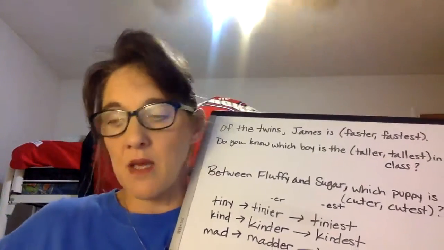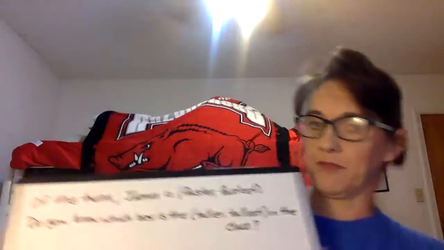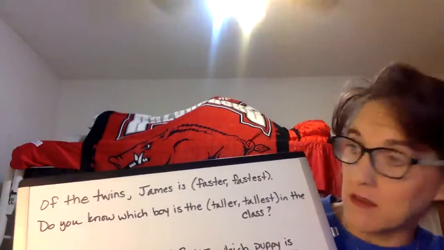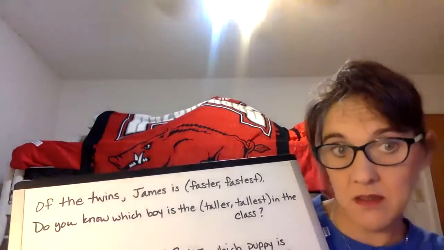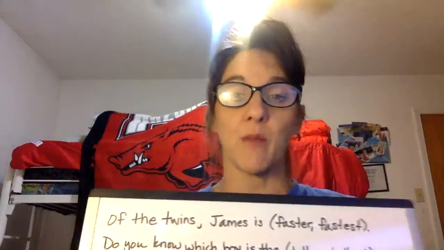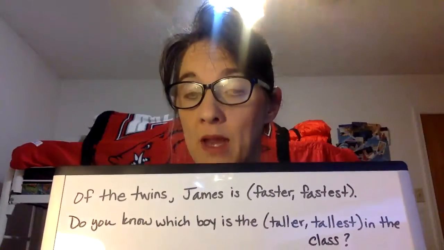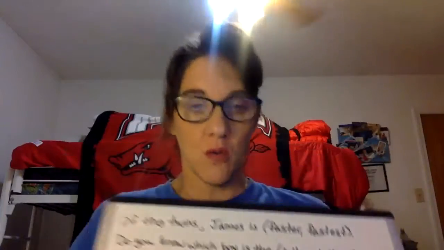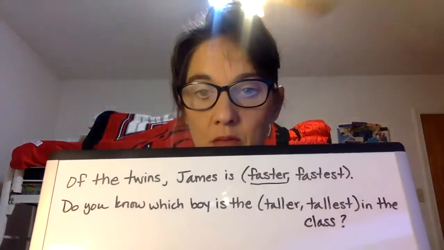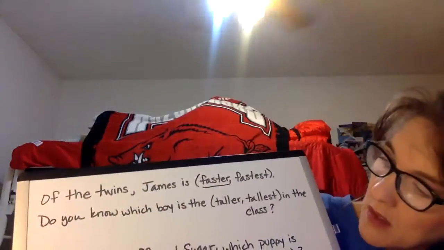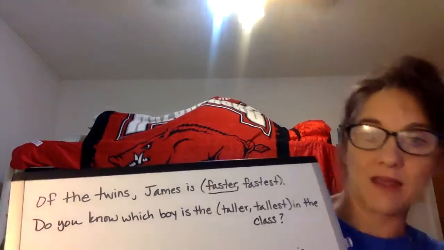So let's look at some examples. I'm going to switch sides. Well, I'll just do it this way. Okay. Of the twins, James is faster or James is fastest? Well, it depends on how many things we're comparing. How many are twins? Twins are just two, right? So if it's just two, then James is faster.